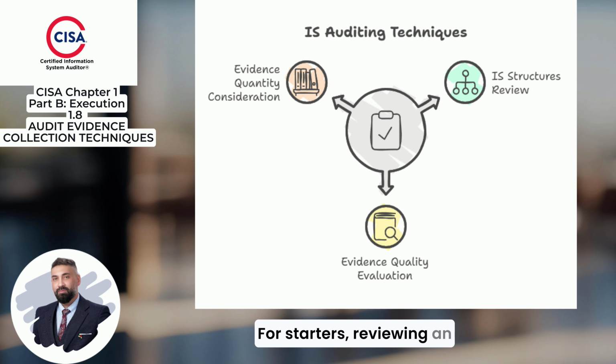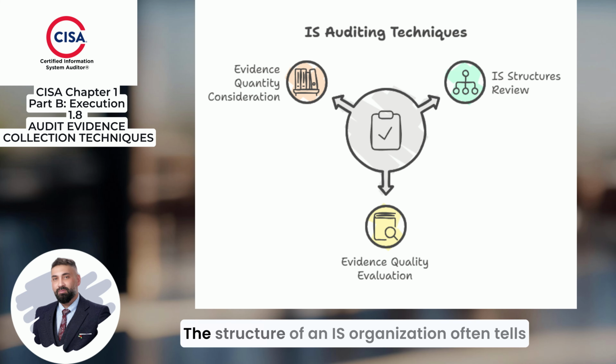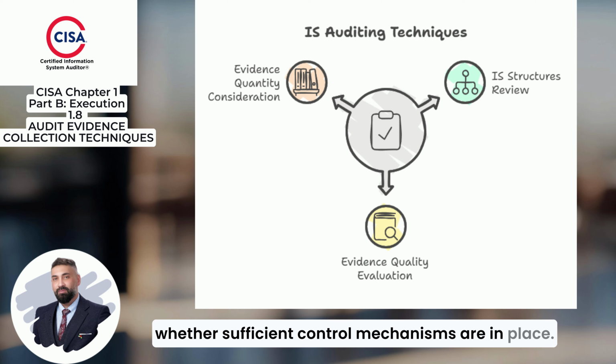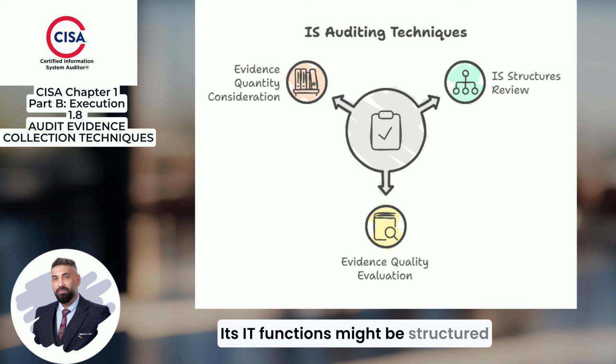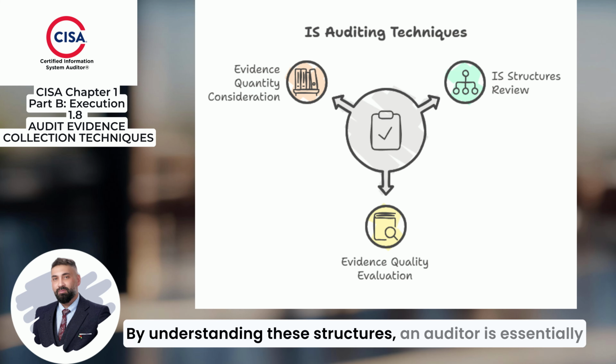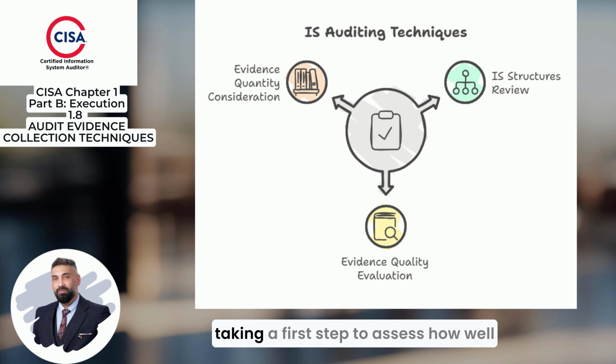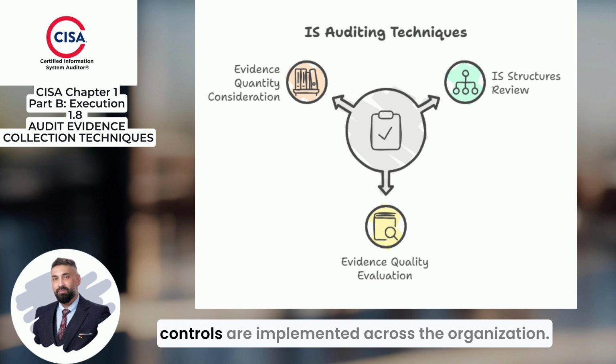For starters, reviewing an organization's IS structures. Why is this important? The structure of an IS organization often tells a story about how duties are segregated and whether sufficient control mechanisms are in place. Take, for instance, an organization heavily reliant on distributed processing or end-user computing. Its IT functions might be structured very differently from the classic setup of separate systems and operations teams. By understanding these structures, an auditor is essentially taking a first step to assess how well controls are implemented across the organization.